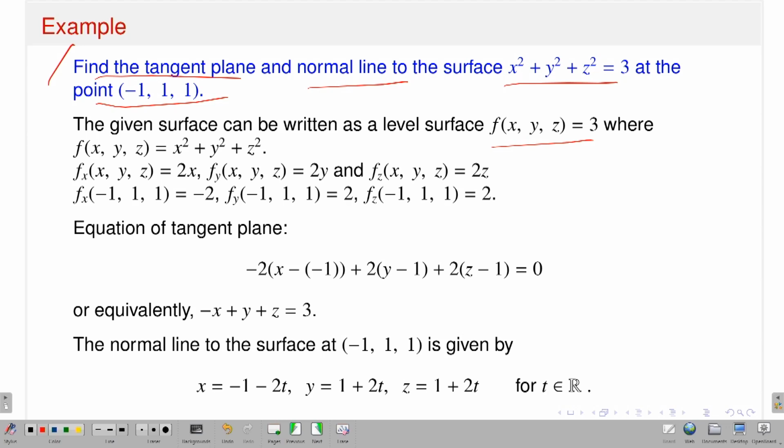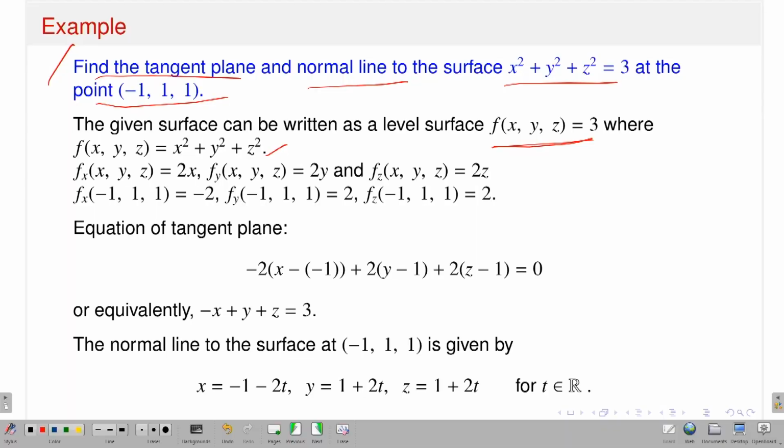x squared plus y squared plus z squared is equal to 3. So I am saying that surface can be written as a level surface f of x, y, z is equal to 3, where f of x comma y comma z is nothing but x squared plus y squared plus z squared. So given a surface, I am just writing it as a level surface f of x, y, z is equal to c, where I know the expression of f of x, y, z. Then you can calculate the partial derivatives of f with respect to x, y and z at any point x, y, z.